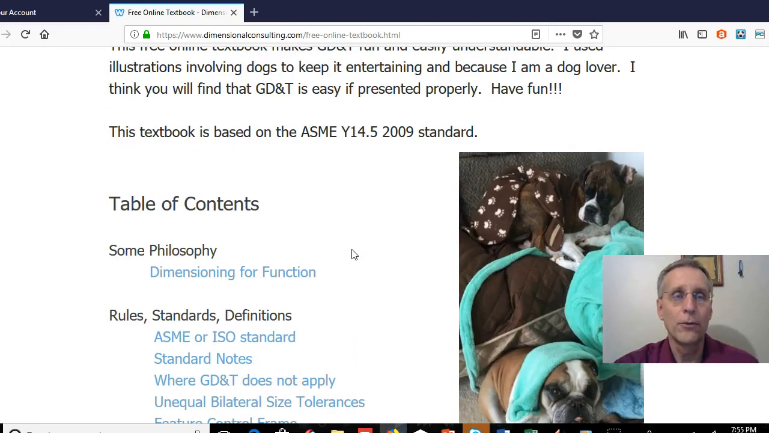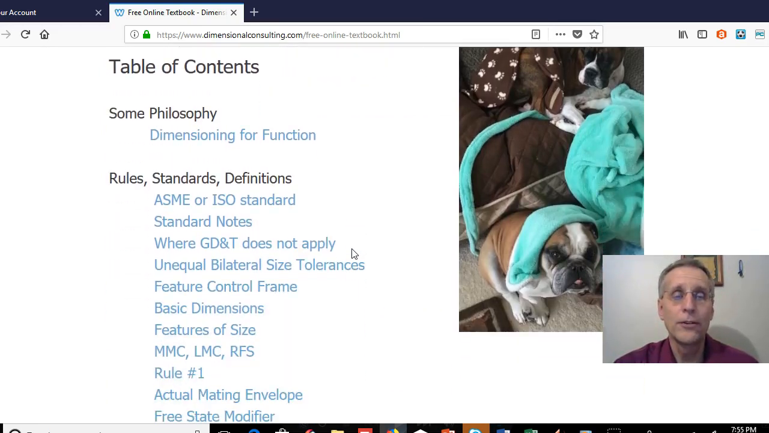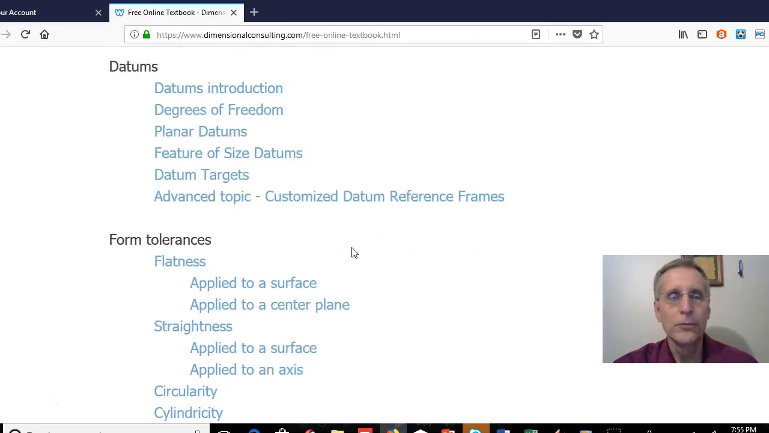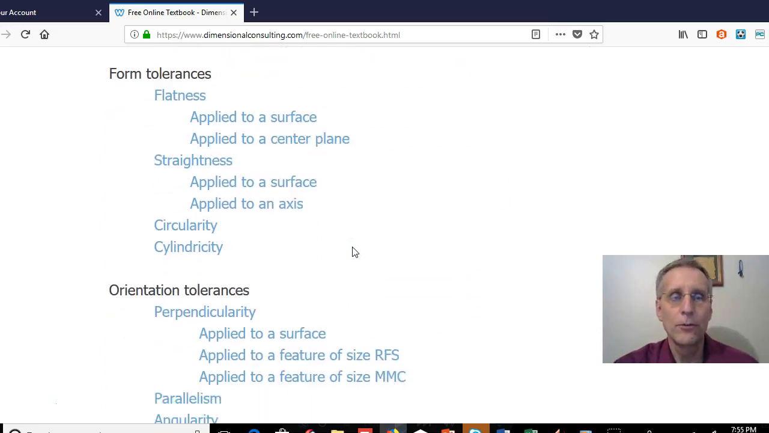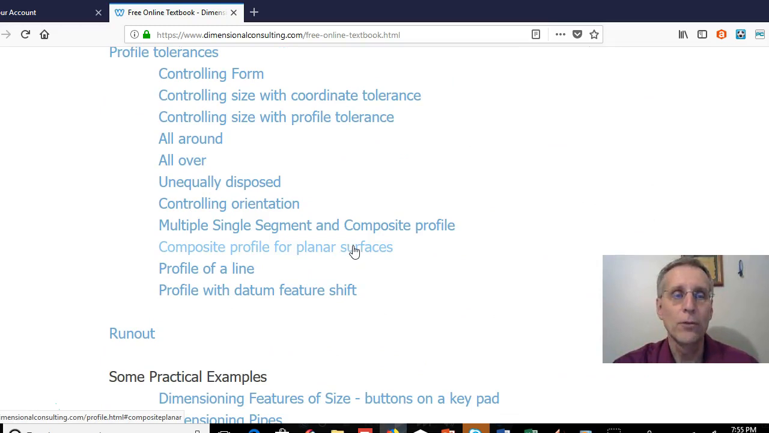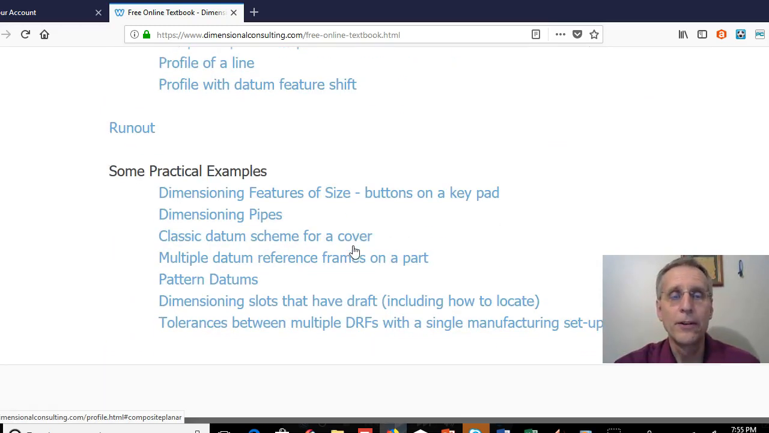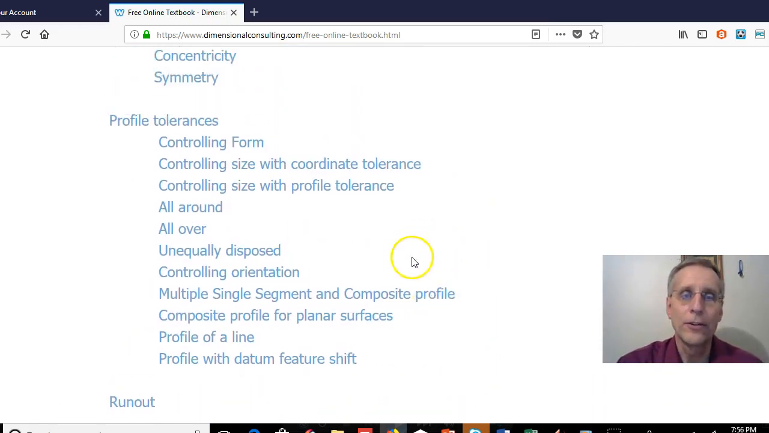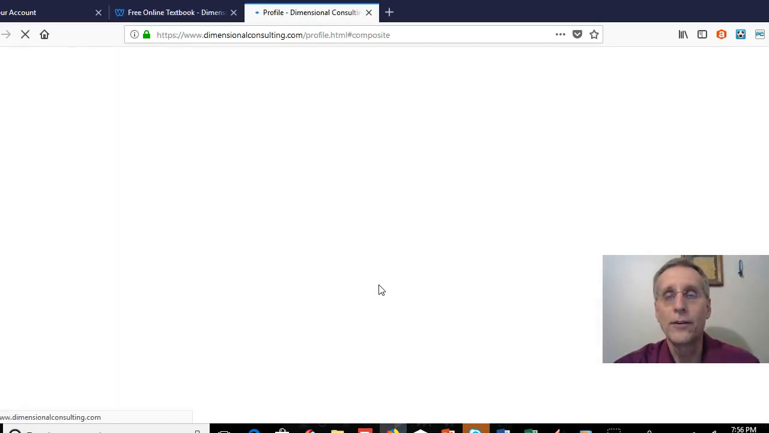You can see it'll go through some philosophy about GD&T, rules, standards, definitions, datums, all the different kinds of tolerances, the form tolerances, the orientation tolerances, the location tolerances, profile tolerances, runout, and some practical examples of how to do things such as dimensioning a pipe, or how to dimension a cover, how to set up the datums, things like that.